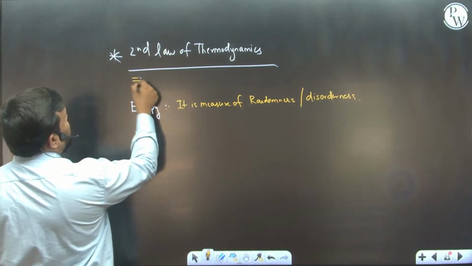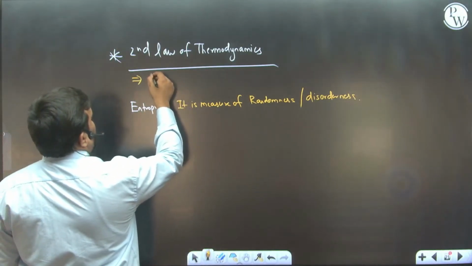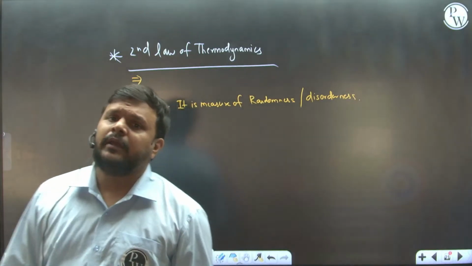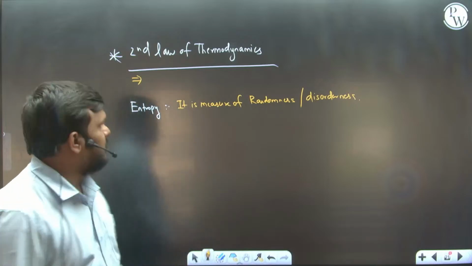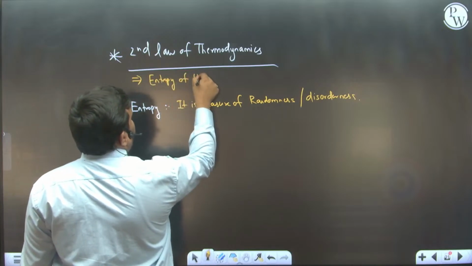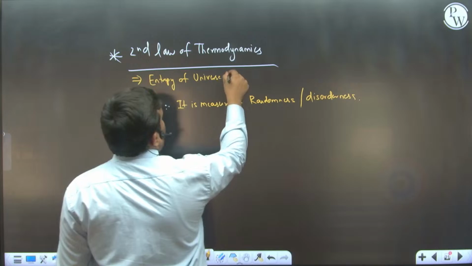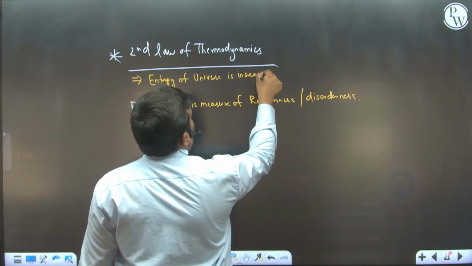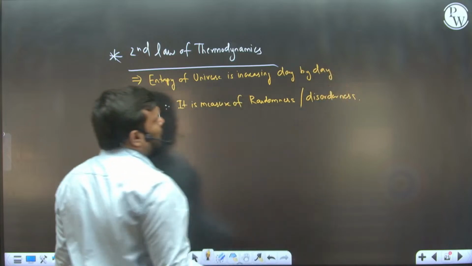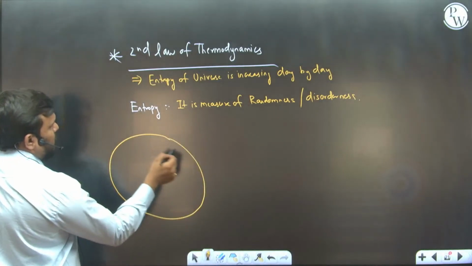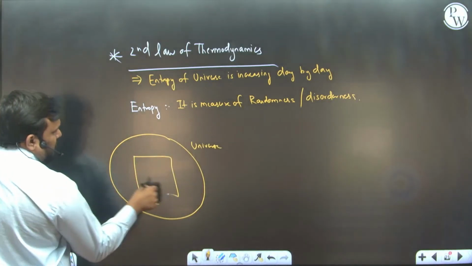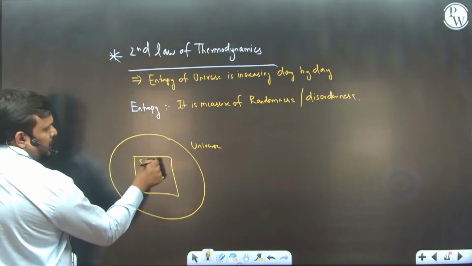What is the statement of the second law of thermodynamics? That the entropy of universe is increasing day by day. Or you can say the entropy is constantly increasing. Entropy of universe is increasing day by day. So I have told you that suppose this is our universe and we are having a system in it. This is our system and this is our surrounding.